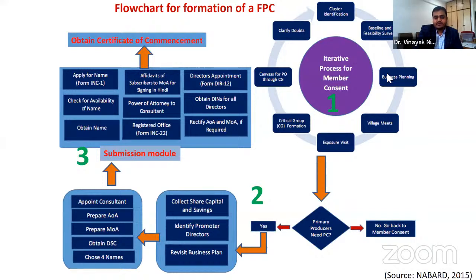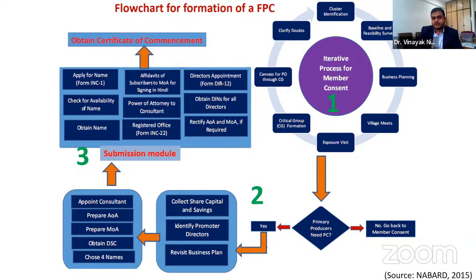We will carry out a baseline and feasibility survey and make a business plan. We'll organize meetings with villagers and exposure visits, where some successful FPOs are working. We can take farmers from this area to that FPO to show them how they work effectively and the benefits. Once we have done this, we can identify some leaders, potential directors from that area, and again canvass for the producer organization through these major leaders or directors.